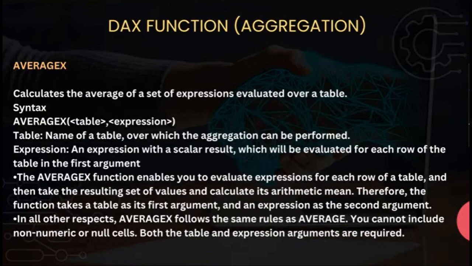So the AVERAGEX function enables you to evaluate an expression for each row of a table and then take the resulting set of values and calculate its arithmetic mean. The function takes a table as its first argument and an expression as the second argument. In all other respects, AVERAGEX follows the same rules as AVERAGE. You cannot include non-numeric or null cells. Both the table and expression arguments are required here.